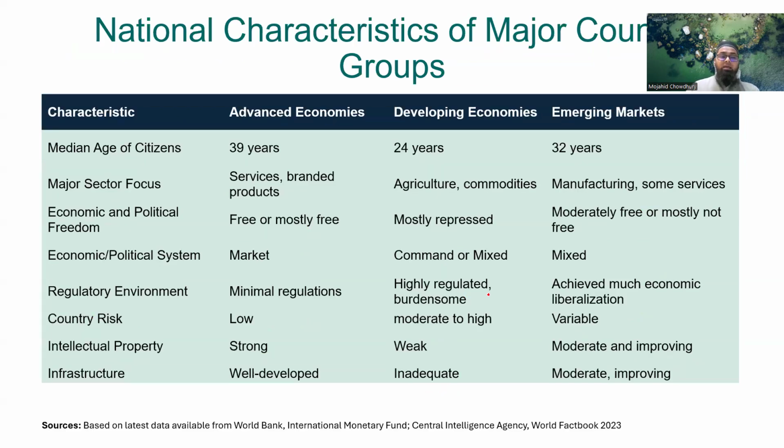If we see more characteristics of these three economies, the average median age of citizens in advanced economies is 39. So whenever you plan to organize any industry or business in advanced economies, you must consider the age group. In the developing countries it is 24 years, and in the emerging market 32 years. This is a very important demographic feature for businessmen to get the idea of which section they should concentrate on.